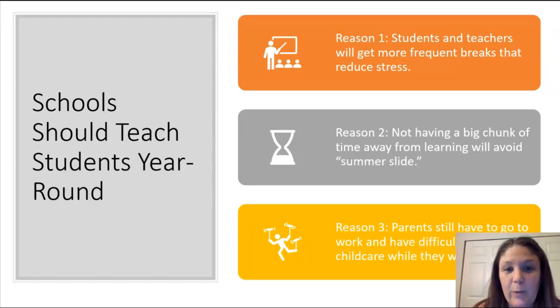Let me see which reason would be best to add facts to. Reason 2 says not having a big chunk of time away from learning will avoid summer slide. And reason number 3 talks about how parents have to go to work and sometimes have difficulty finding childcare. I think I'm going to go with reason number 2 because I feel like I can find more facts that can support how students' academics fall behind during the summertime.